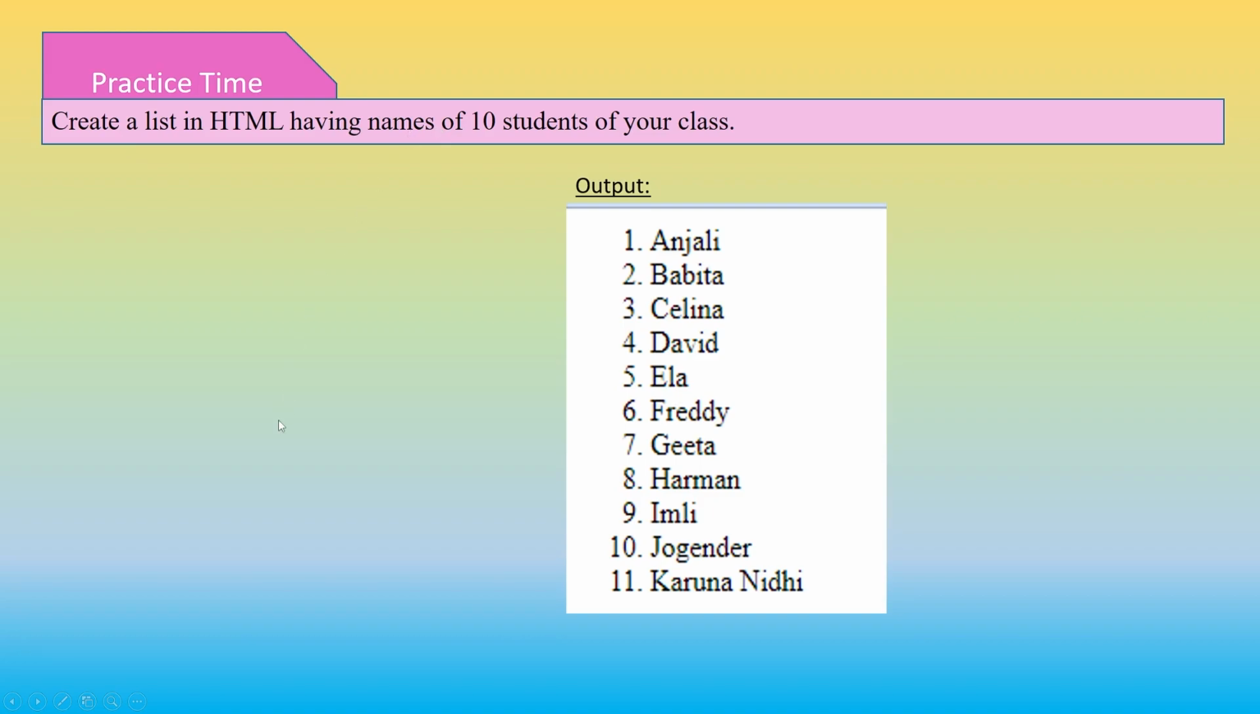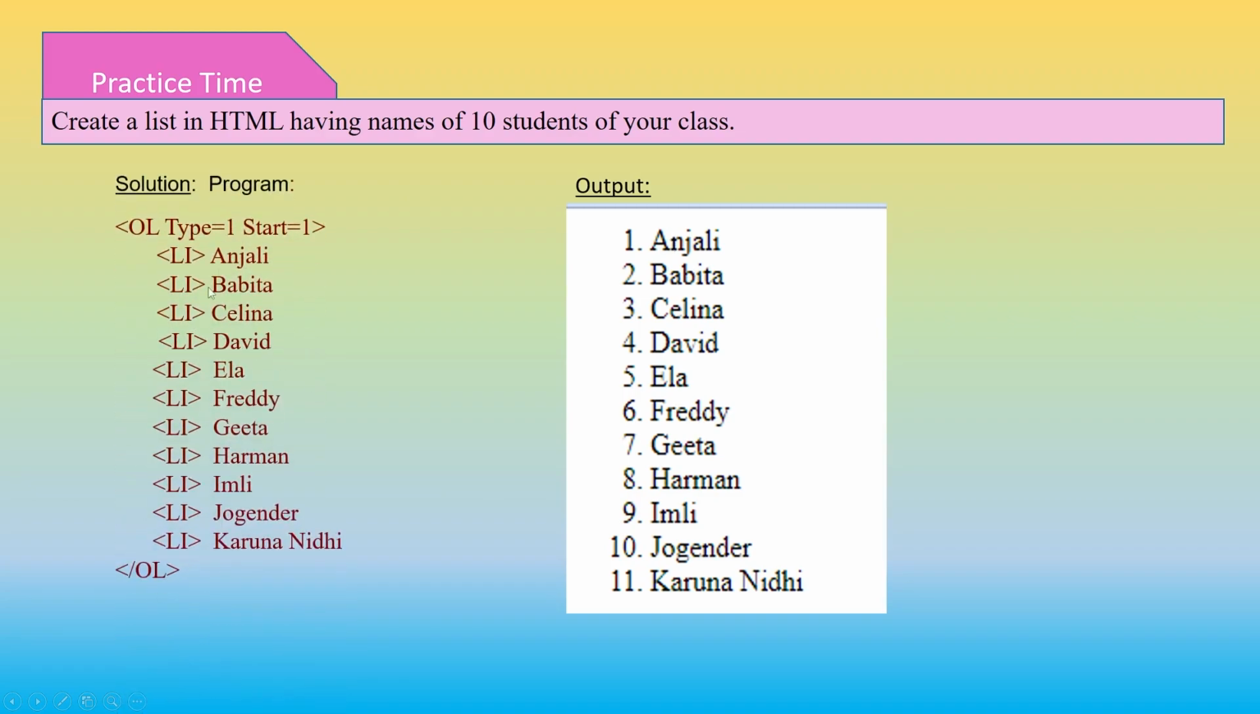Since we have just studied ordered list, it is obvious that we need to write the code for ordered list. So how do I write? It will be OL, then type equals 1, that means 1 2 3 type of list, and the starting value is 1, that means my first list item will be numbered as 1. So these are 11 items.